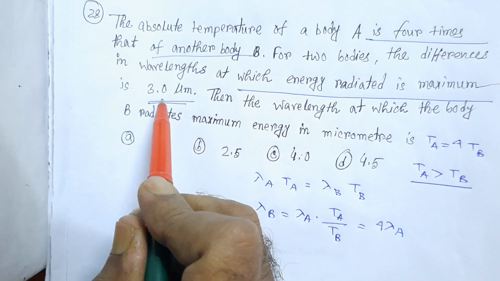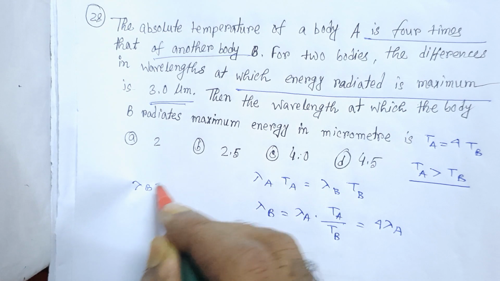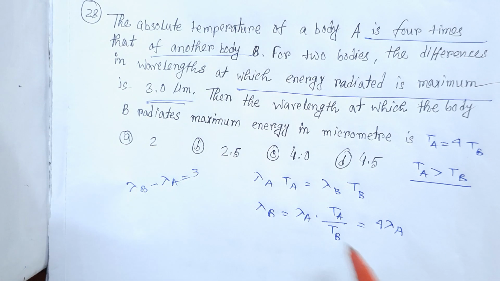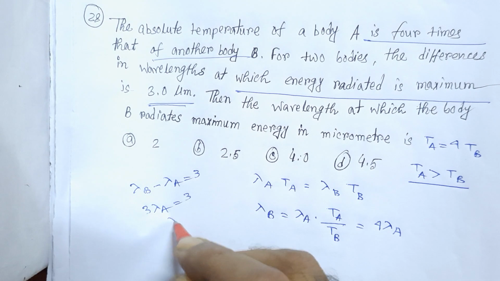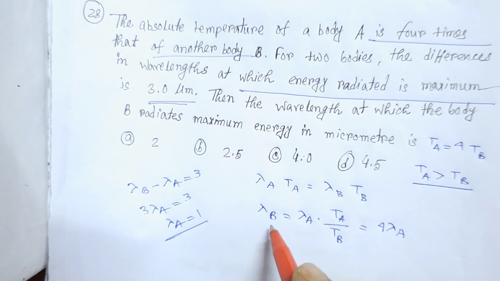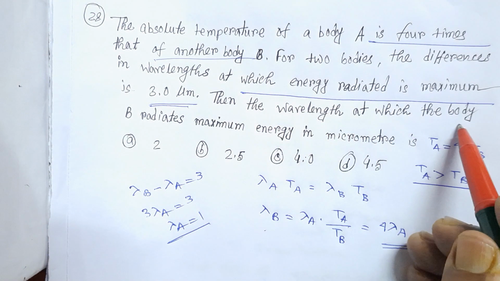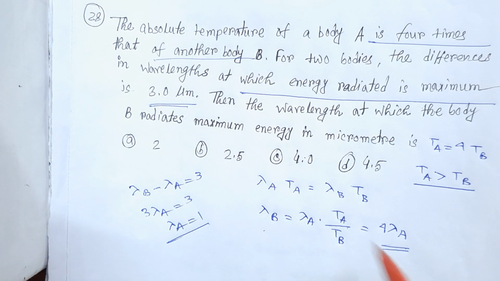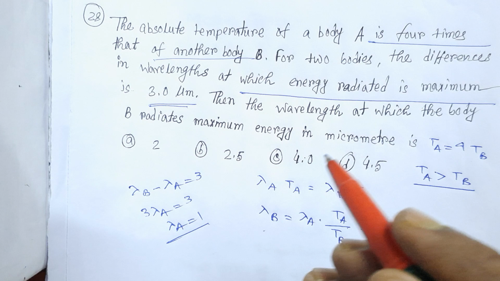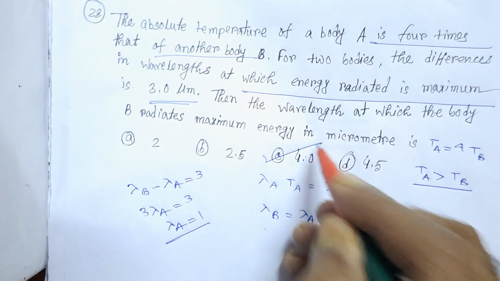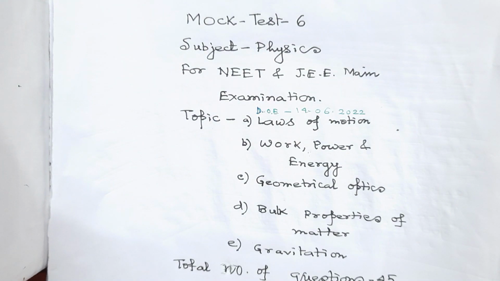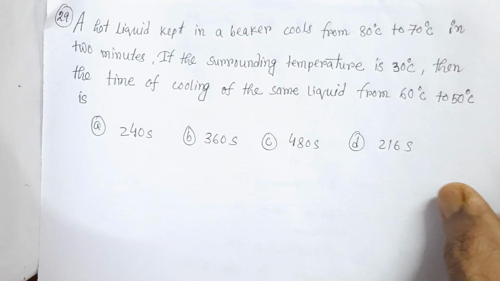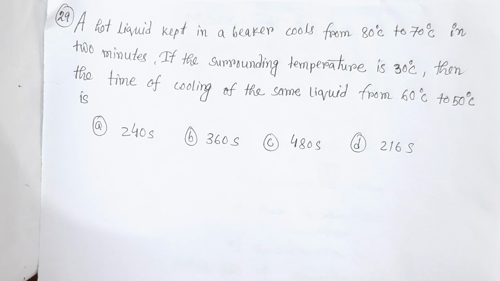Now the difference is 3 micrometer. So lambda B minus lambda A equals 3, but lambda B equals 4 lambda A. So 3 lambda A equals 3. Hence lambda A equals 1. Then lambda B is 4. The wavelength at which body B radiates, so lambda B, is 4 micrometer. So our correct option to this question is C. So the correct answer of question 28 is C. Now let us consider question number 29. In question number 29, it is a question from Newton's law of cooling.